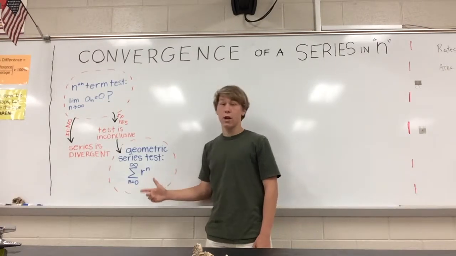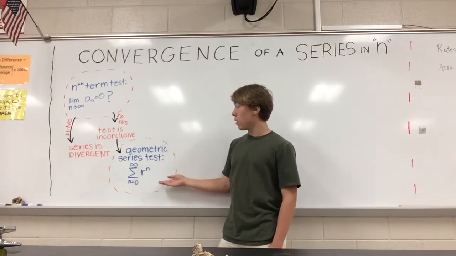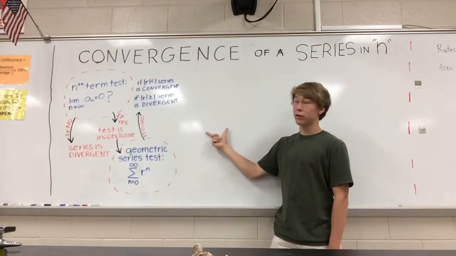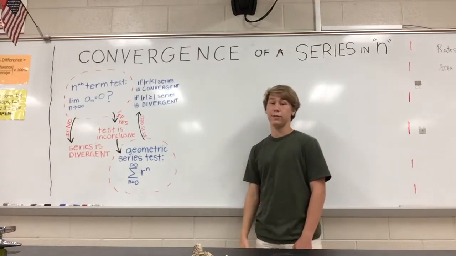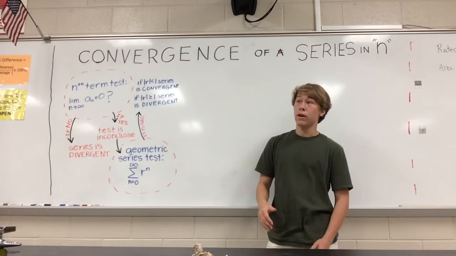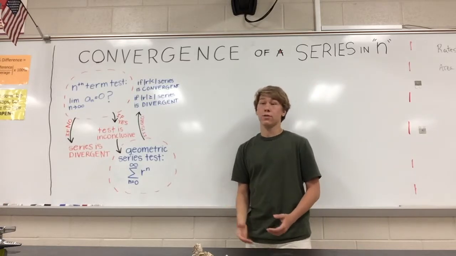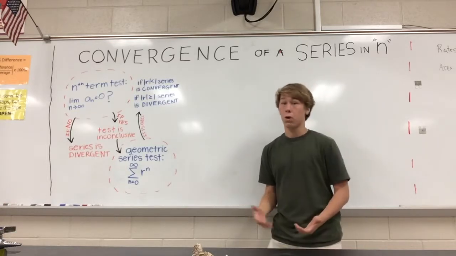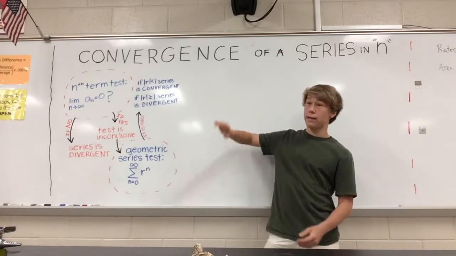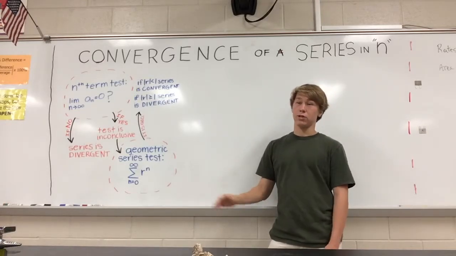Geometric series test. If your series is of this form, then you can have one of two possible options. If the absolute value of your common ratio, r, is less than 1, then your series is convergent by the geometric series test. However, if it is the opposite case and is greater than or equal to 1, then your geometric series is going to be divergent by the geometric series test.